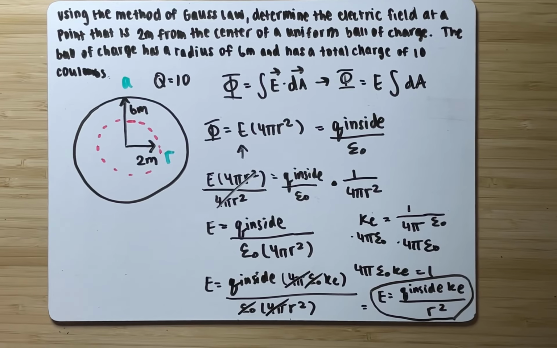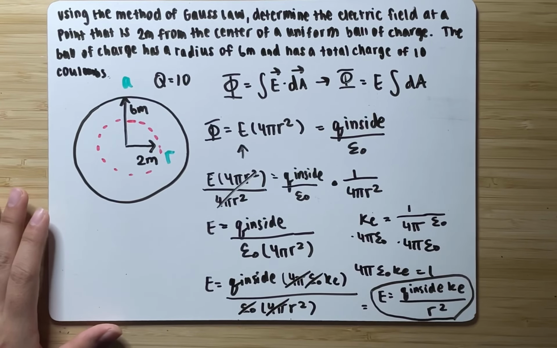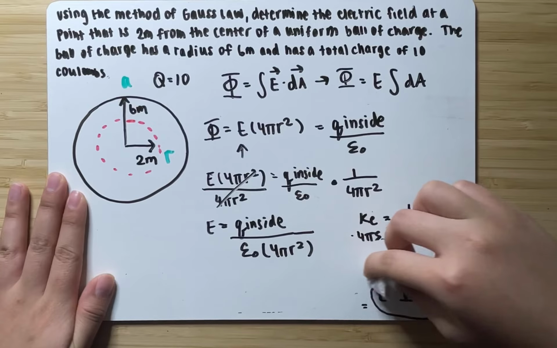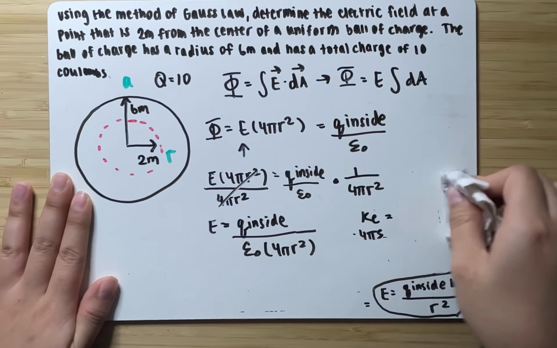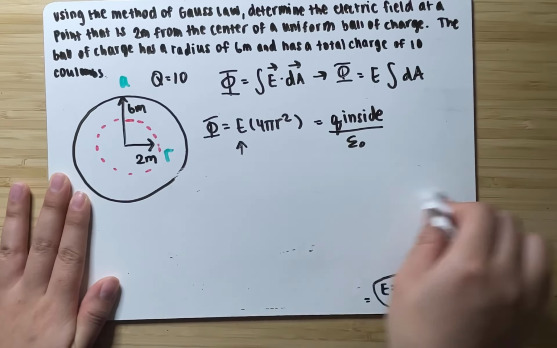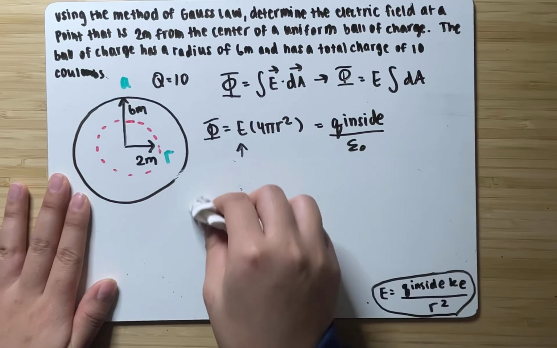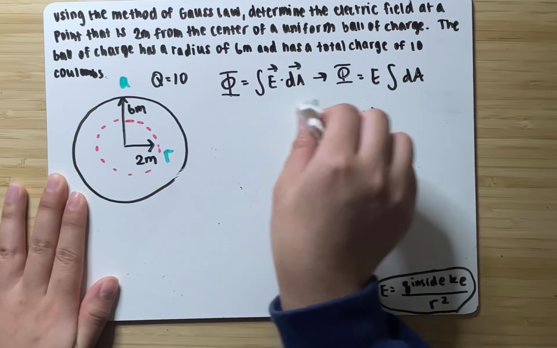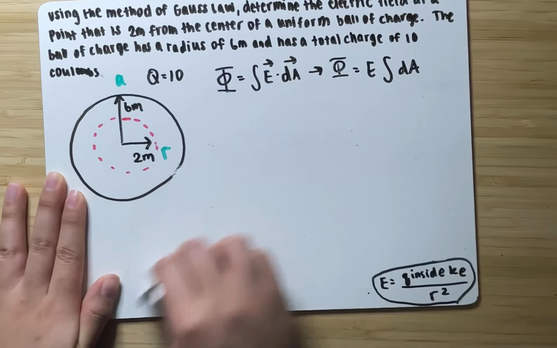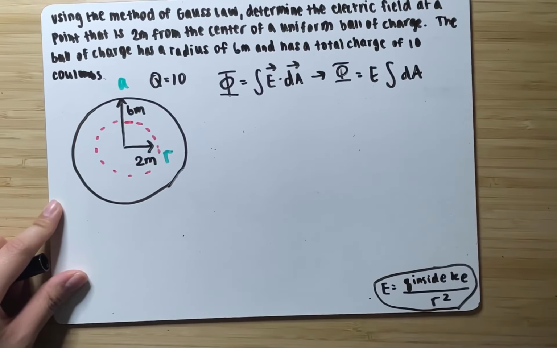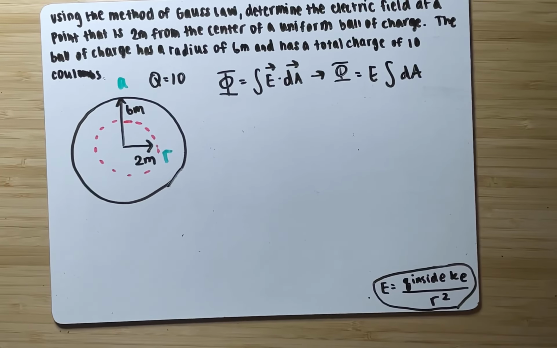Moving on, we want to find what Q inside is. We want to find what the charge inside this shape is. So I'm gonna remove all of this stuff to create more space. Okay. So what is Q inside?